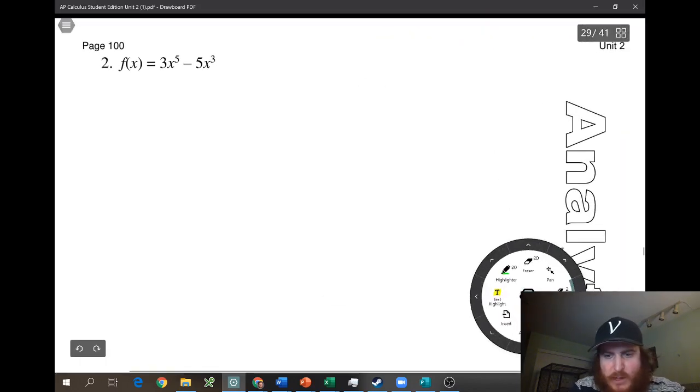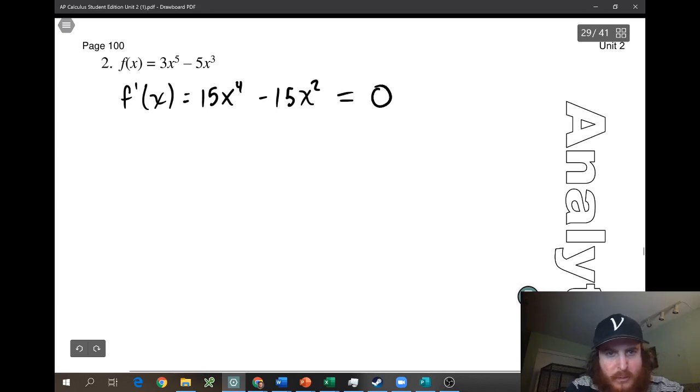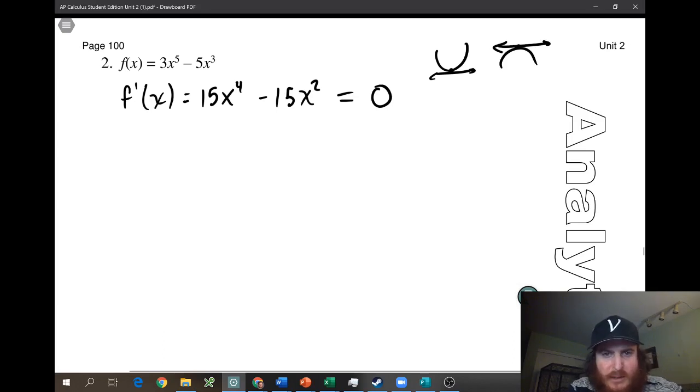So here, same process. First step, we're going to say f prime of x. In this case, we're going to get 15x to the 4th minus 15x squared. And we're going to say that that is equal to 0. We're setting it equal to 0 to solve for those horizontal tangents, because that's where we're going to get increasing and decreasing, and that's where it's going to change from increasing to decreasing and give us our maxes and our mins. So that's why we're setting it equal to 0. And those are called our critical points.